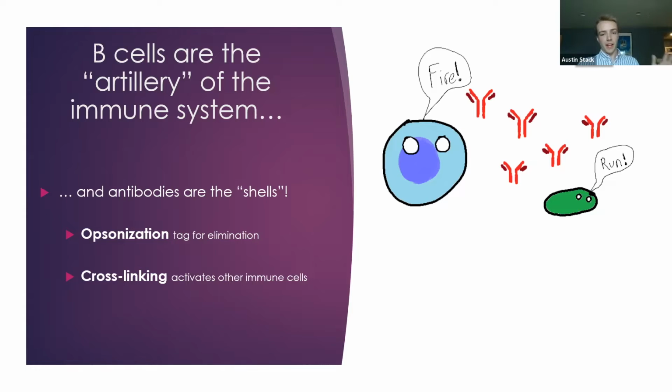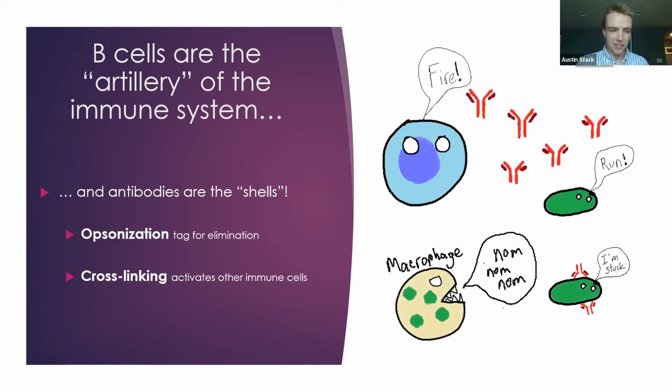So this is when antibodies bind to a pathogen and kind of slow it down, and then it tags it for elimination. And here we have a macrophage that can now recognize and eat a bacteria that has been opsonized by antibody. There are other functions such as cross-linking. So cross-linking occurs when antibody bound to something is recognized by another immune cell, and this will activate the other immune cell. This is common for mast cells. Many other immune cells will be activated by the presence of antibody.